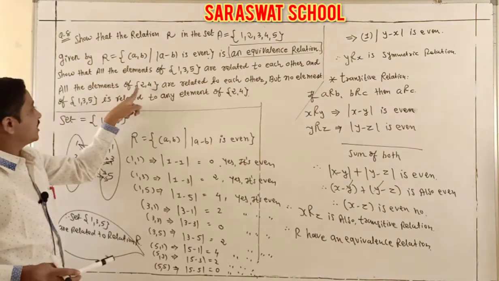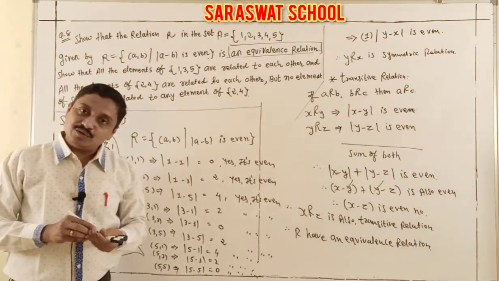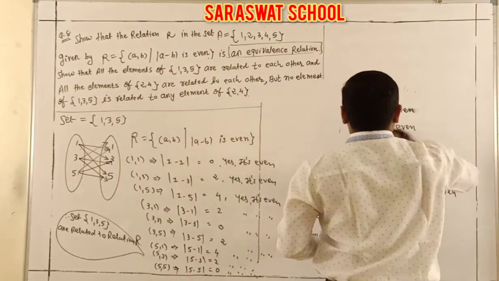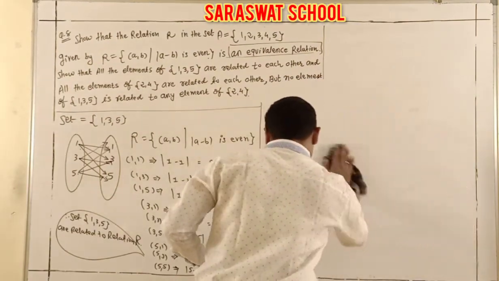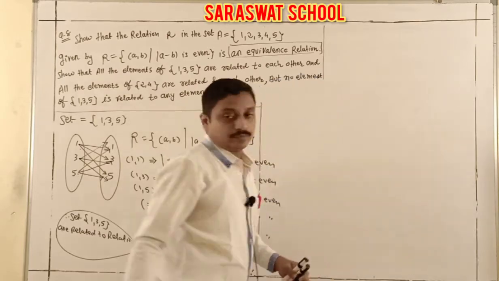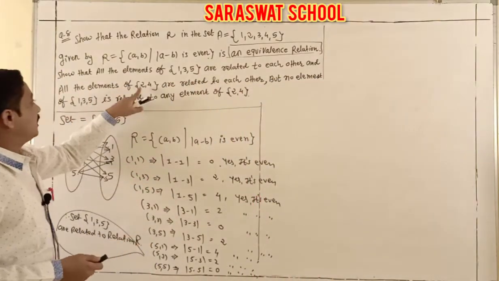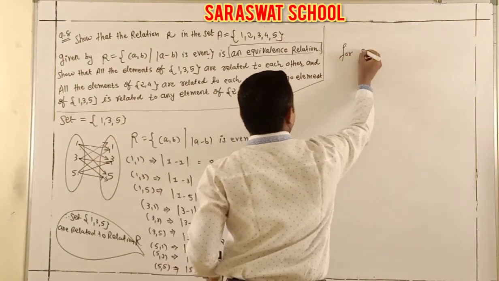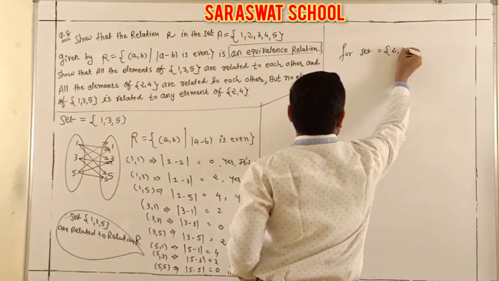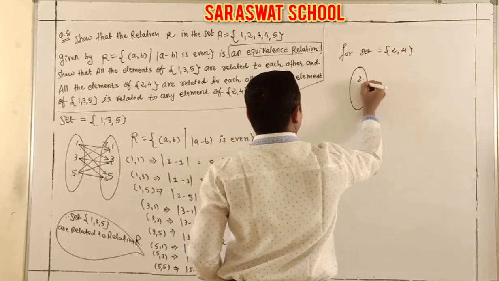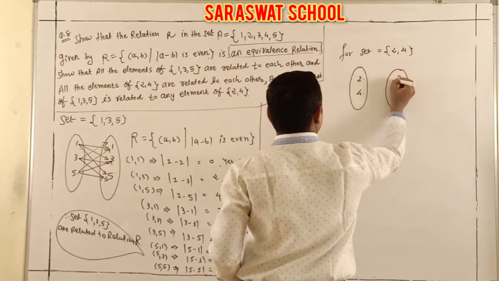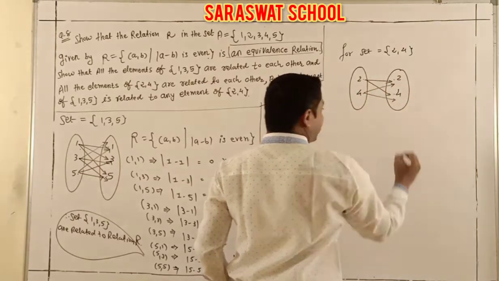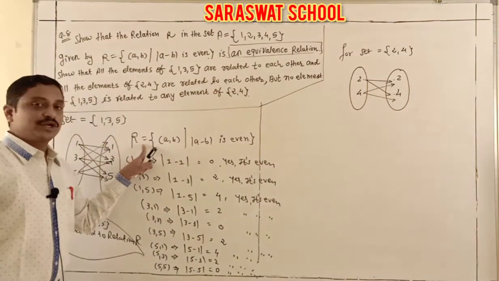Now for the same checking for 2, 4. Same solution, but only an explanation to show our elements 2, 4 are related. Now for the set 2, 4, same explanation here. Similarly 2, 4. Check the arrows. All cases I just check one by one against relation R.